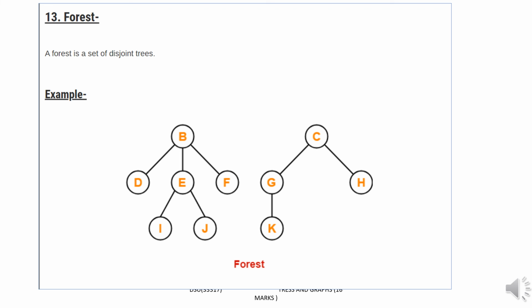So forest. A forest is a set of disjoint trees. As the word meaning suggests, what does forest mean? There are different trees in the forest. The same concept applies to these trees: a collection of different trees is called a forest. In an actual forest there are a number of trees, so in this forest also there are a number of trees.